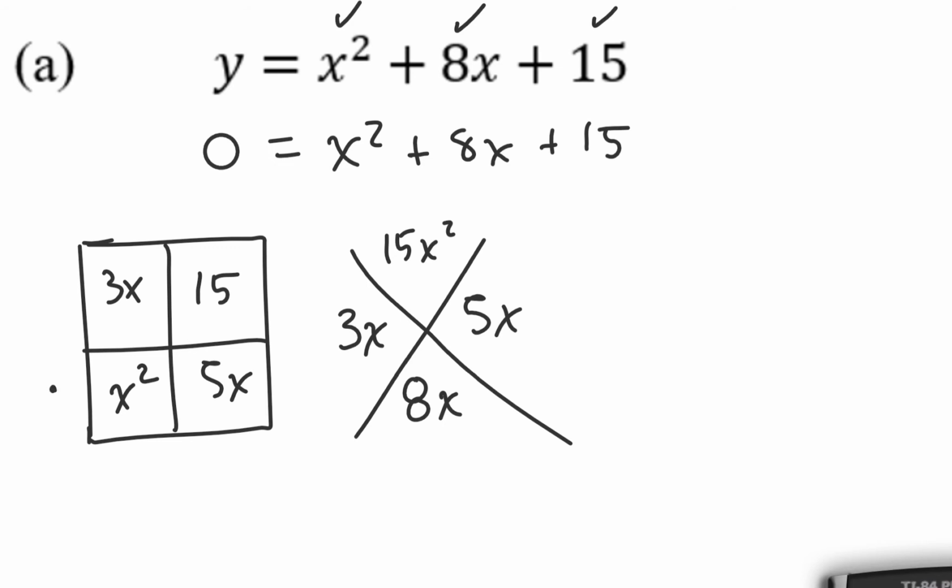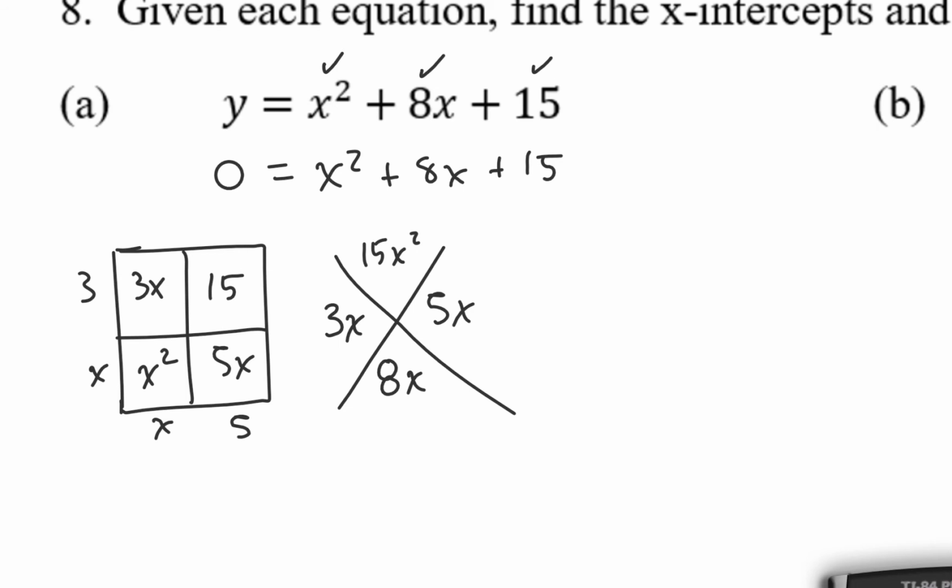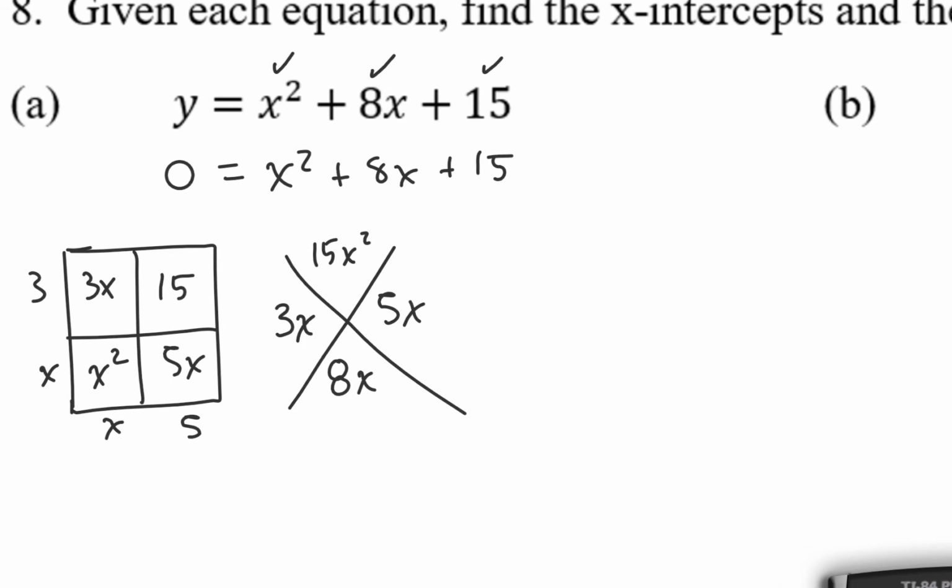So if I factor out the greatest common factor each direction, these would each be x, and 3 times x gives me 3x, and 5 times x gives me 5x, and you can see that 3 times 5 is exactly 15. So I can now rewrite this, instead of as the sum of the pieces, as a product, a length times a width: x plus 3 times x plus 5.